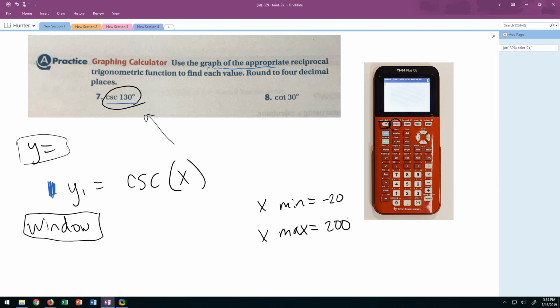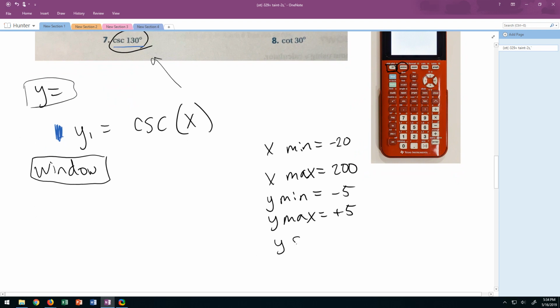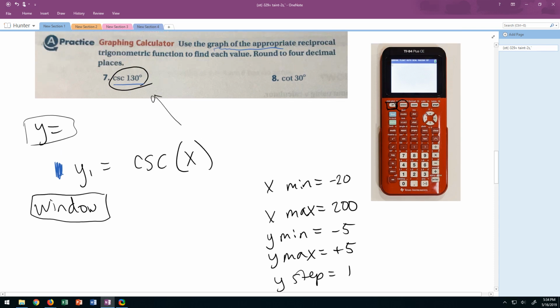Let's see, our y values, who knows how big our y values need to be. Let's start with y min equal to, I don't know, -5, and y max equal to +5. That might work. That might not be sufficient, though. If it's not, you can come back and change it. And we'll have our y step equal to 1, or y scale. That means the same thing.